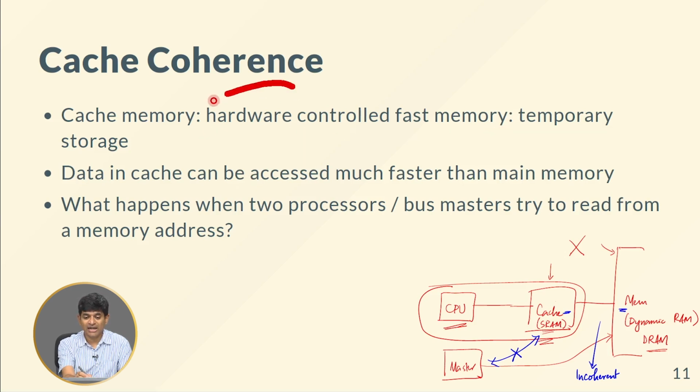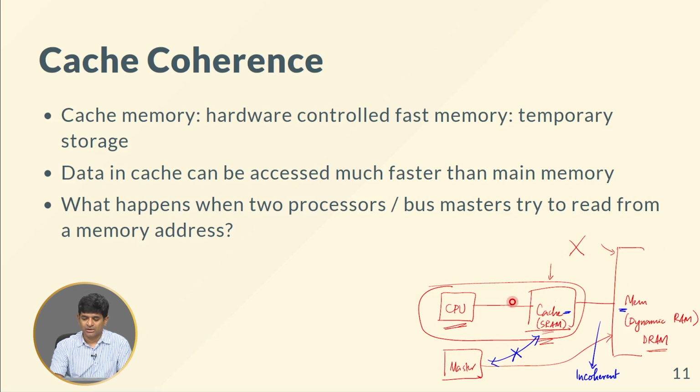Now, to summarize why that happens: cache memory in general is a fast memory that is hardware controlled. It is usually directly inside the CPU block itself. It is meant primarily as temporary storage. Data in the cache can be accessed much faster than memory. And the question that we have to answer is what happens when two processors, or two bus masters in general, try to read from a given memory address.